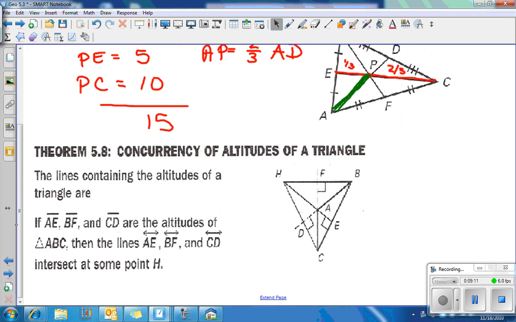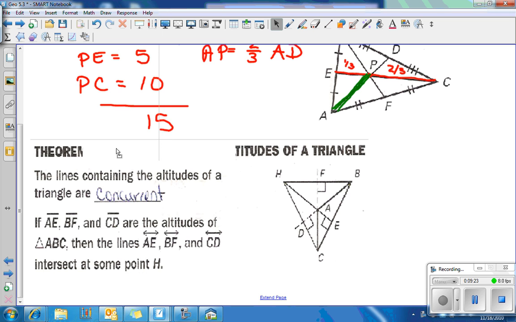All right, the last theorem, the concurrency of altitudes of a triangle, says this. The lines containing the altitudes of a triangle are concurrent. And if AE, BF, and CD are altitudes of the triangle, then the lines AE, BF, and CD intersect at point H.